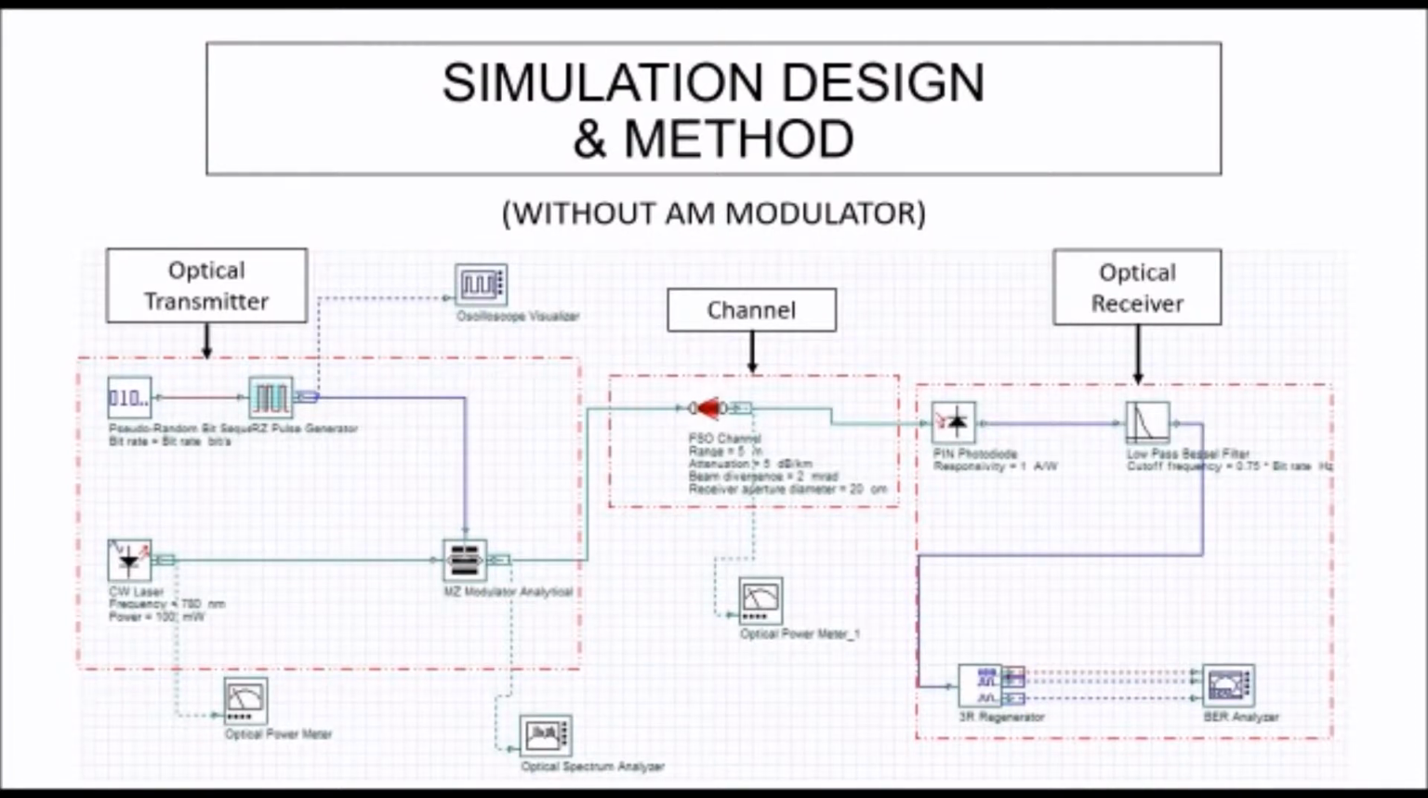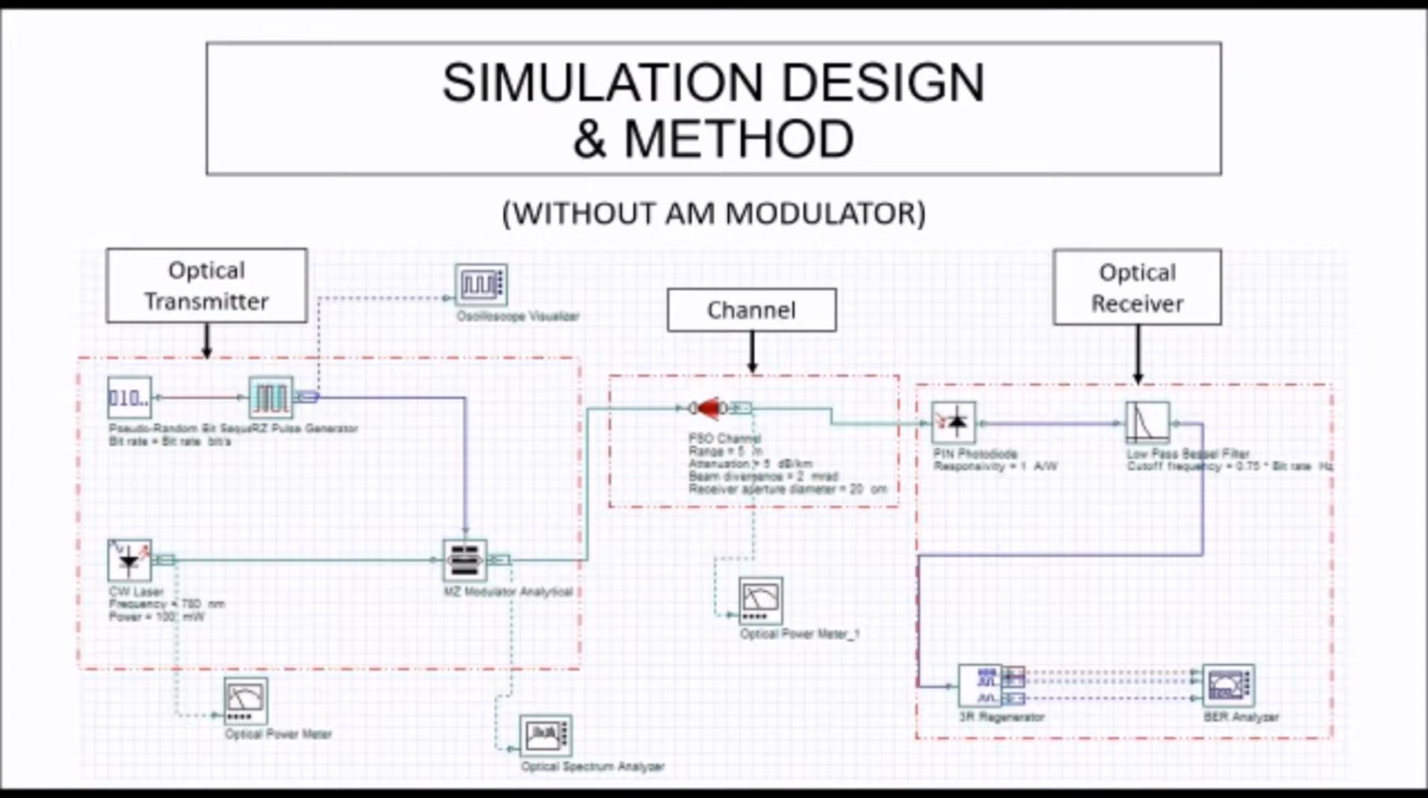Hello, I'm Muhammad Nasri. I will present the simulation design and method. For the free space optical communication system, the circuit is for without AM modulator. This system consists of three subsystems, which are the optical transmitter, channel, and optical receiver.